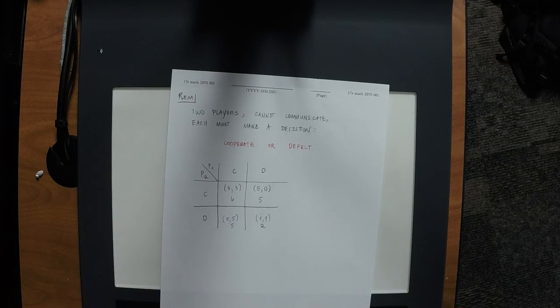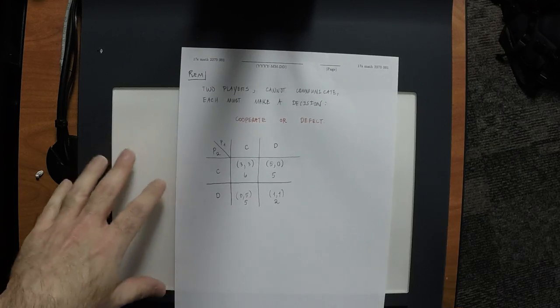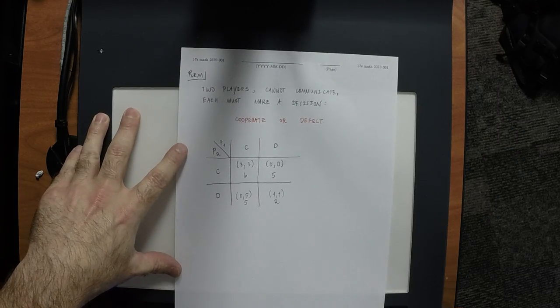Okay, so now, the question is what is the optimal way to play this game? Yes? Nash equilibrium is for both players to defect. Both players must defect. That is the only rational strategy. And that's why at least this version of the game is so sad. Let's consider, what should your optimal strategy be?